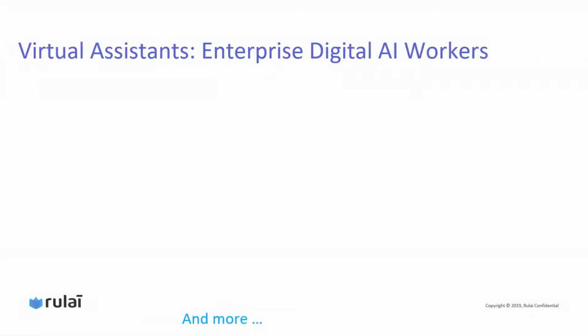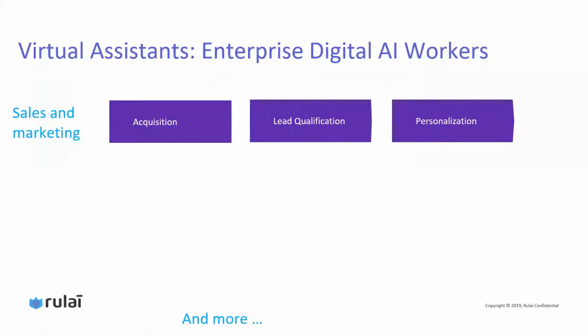When we look at virtual assistants for enterprise, we think they are enterprise digital AI workers. They have big potential. They can be deployed in different business units for different use cases. In sales and marketing, they can improve customer conversion rate, drive higher revenue, and lower customer churn. They can help manage the sales funnel, gather data, nurture leads, and provide personalized product services, personalized promotions, and personalized recommendations.